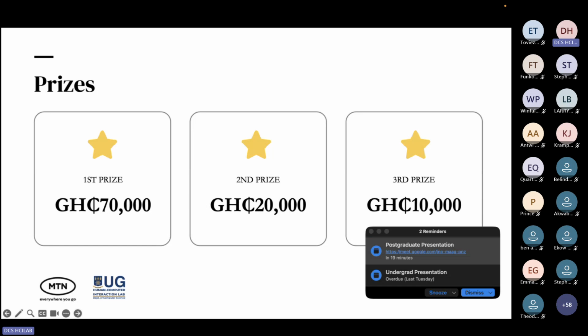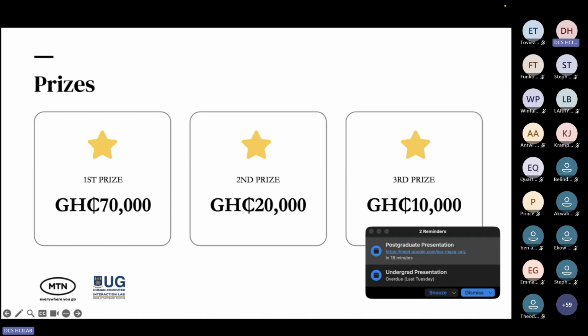So we have 3 main prize categories: the first, the second, and the third. The first prize is 70,000 Ghana cedis, second 20,000 Ghana cedis, and the third 10,000 Ghana cedis. Of course, you can see the gap. That is intentional because the winner is expected to deliver a product that is ready for use.